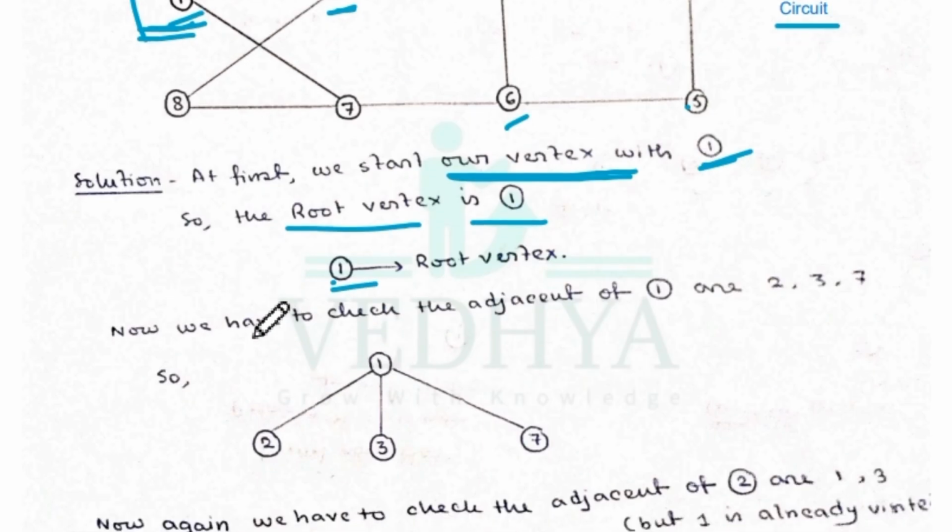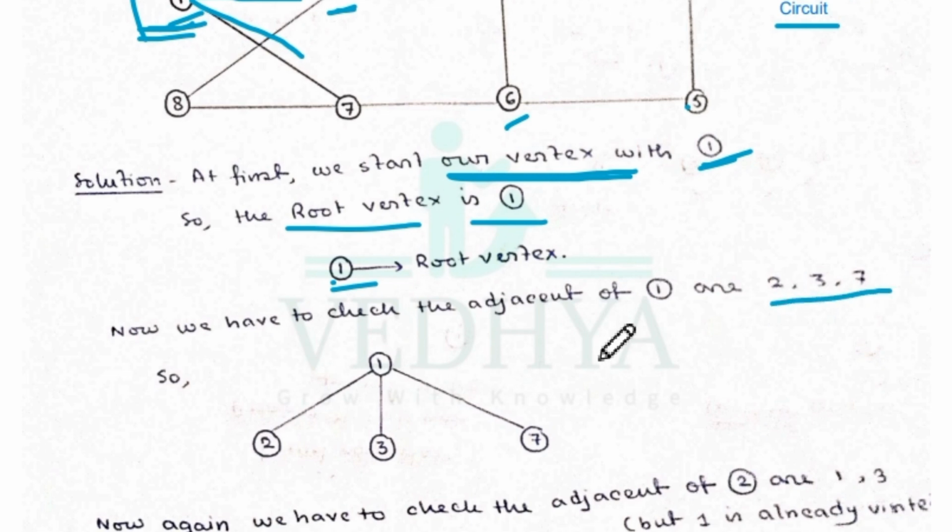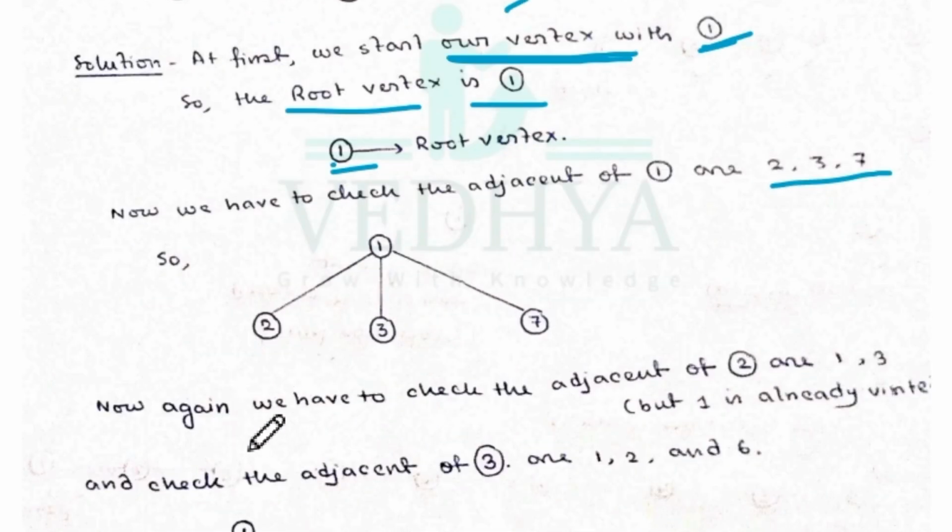So now we have to check the adjacent vertices of 1. What are the adjacents of 1? 2, 3 and 7. The adjacents of 1 are 2, 3 and 7.